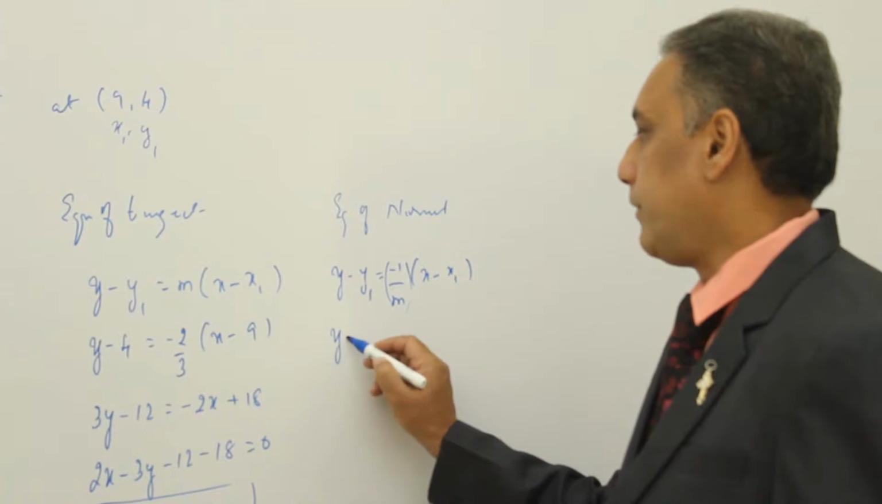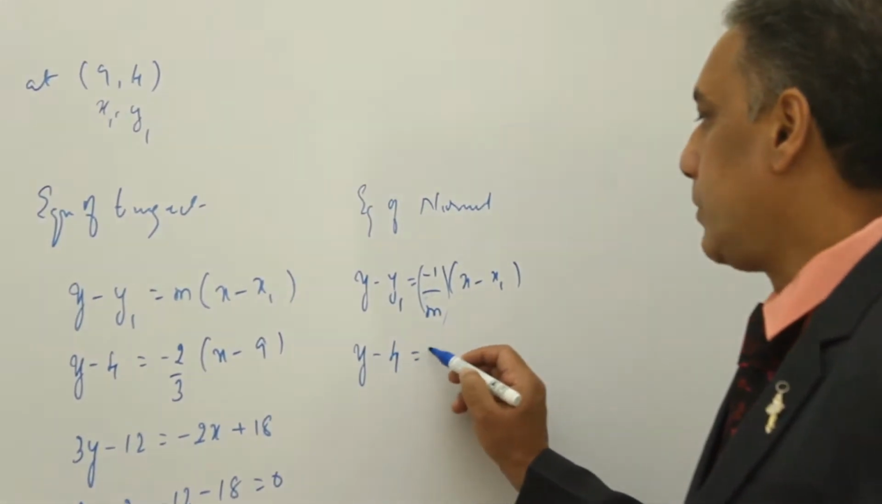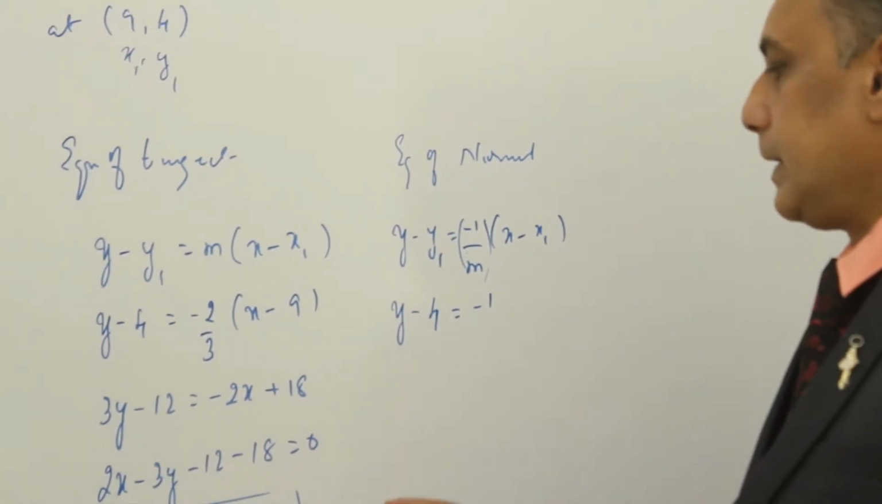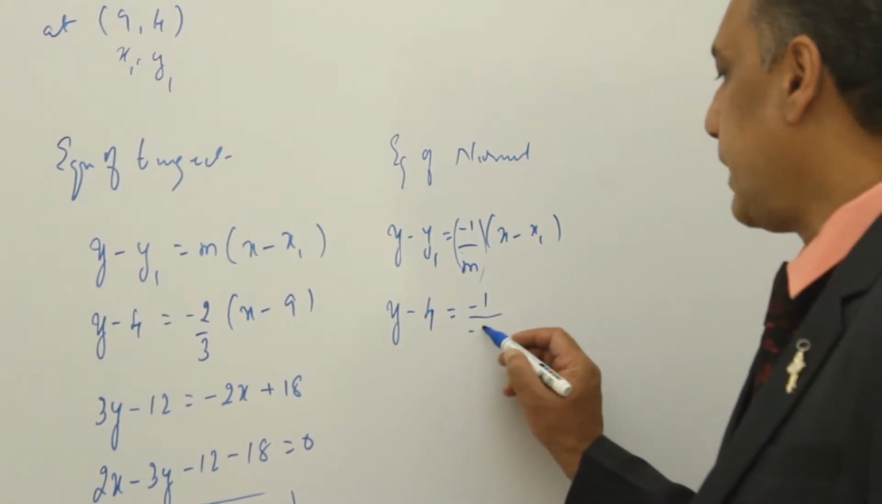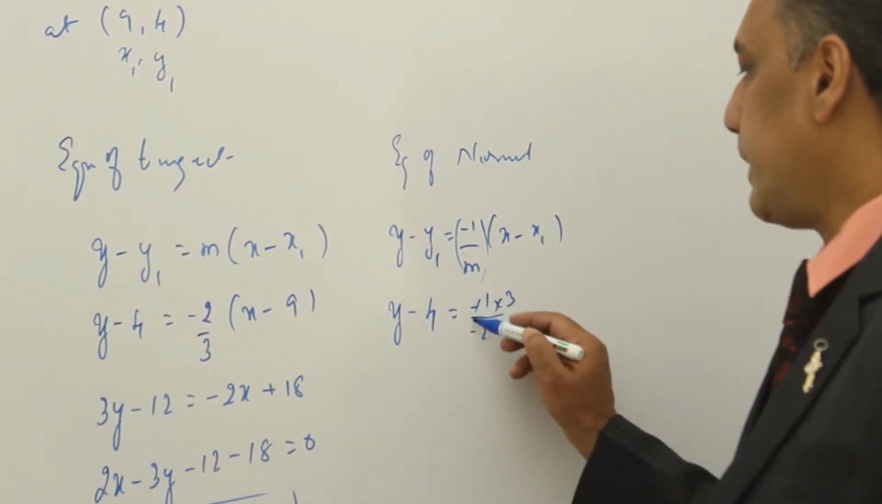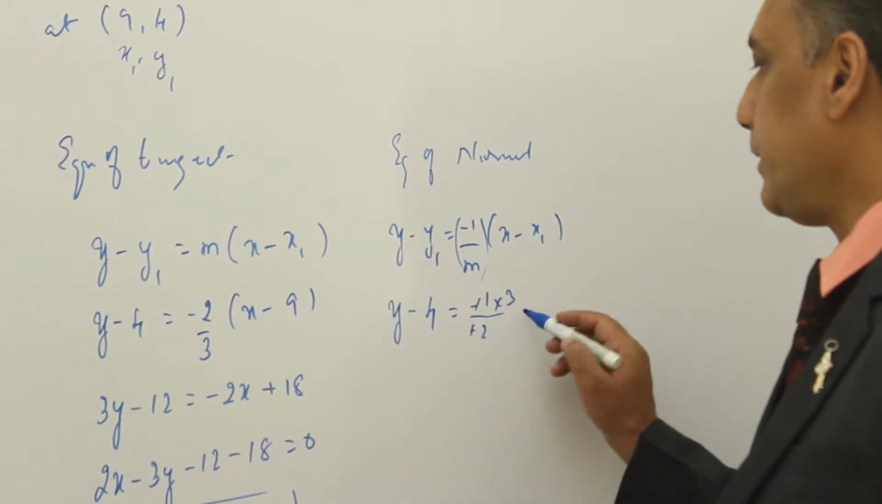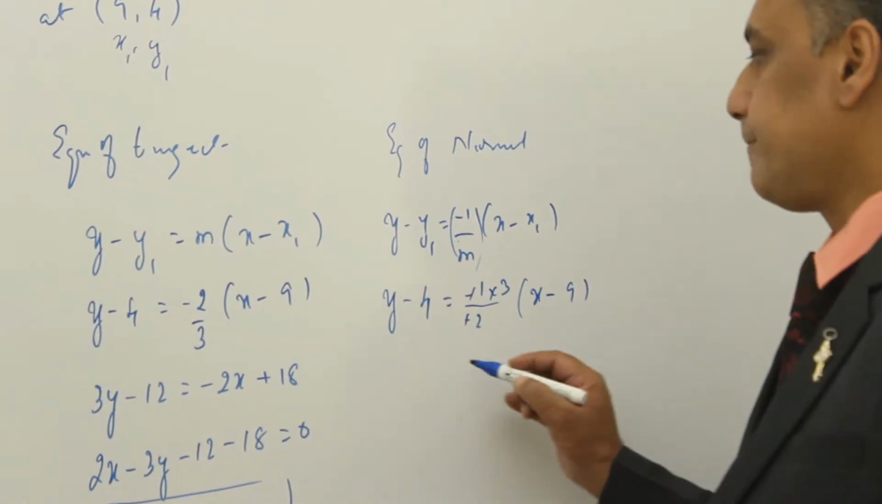So therefore you will have y minus y1, which is 4, equals 1 by m, and m is nothing but minus 2 by 3. So therefore you will get minus 2 by 3, I will take it on the top, so it will be into 3. So this minus and minus goes, it will become 3 by 2 overall. And x minus x1 is nothing but 9.